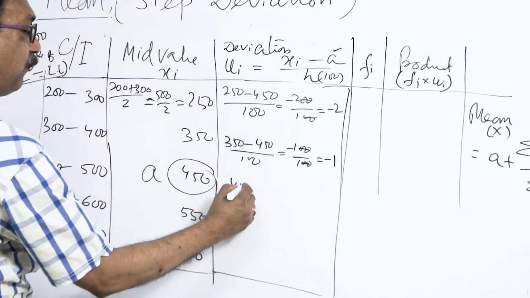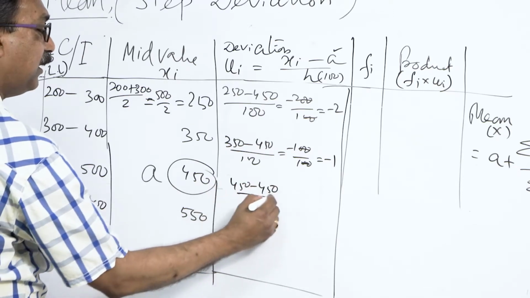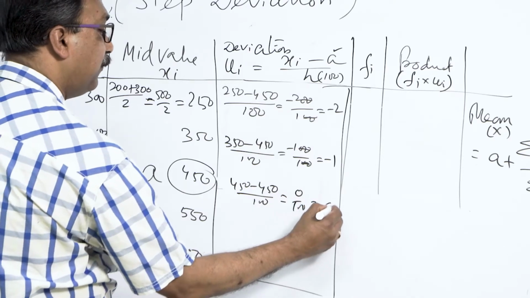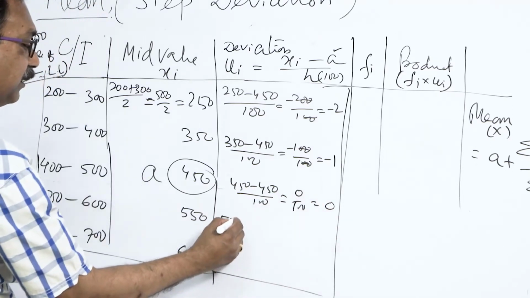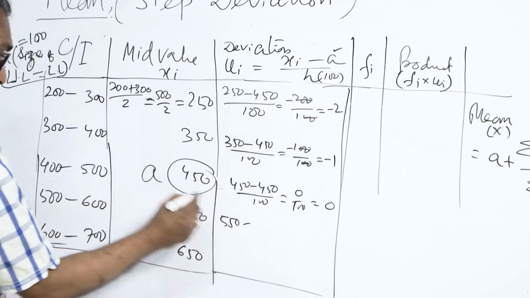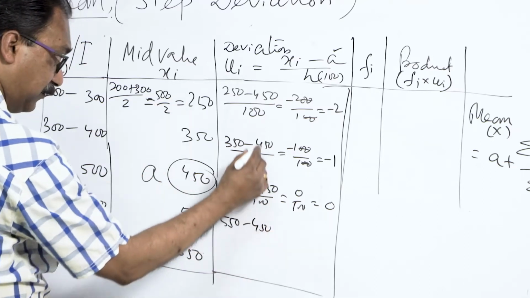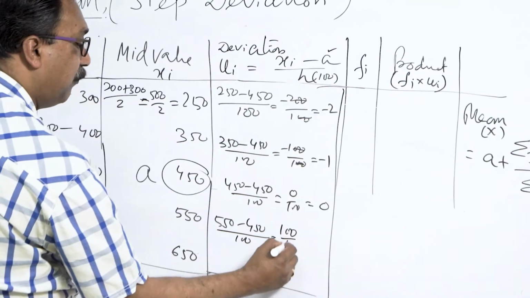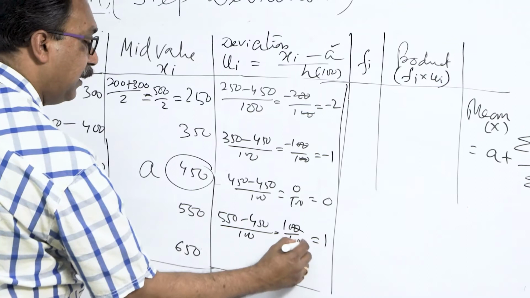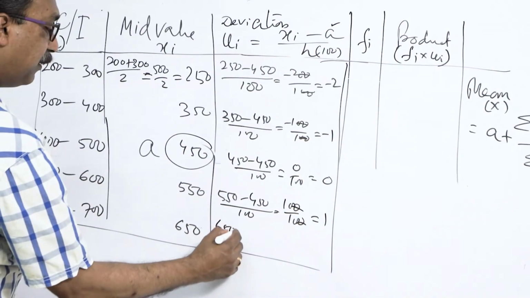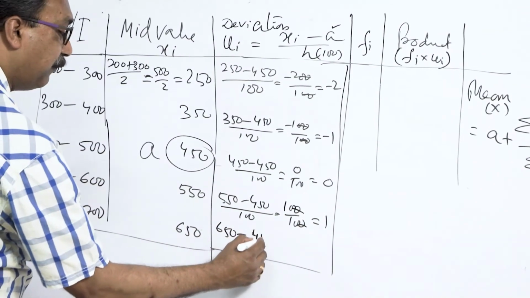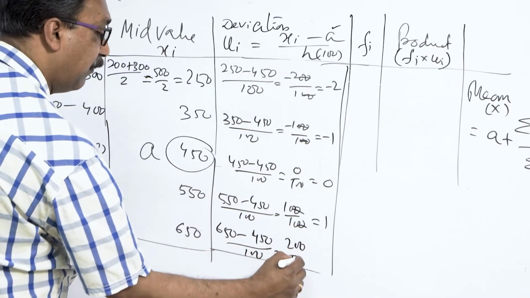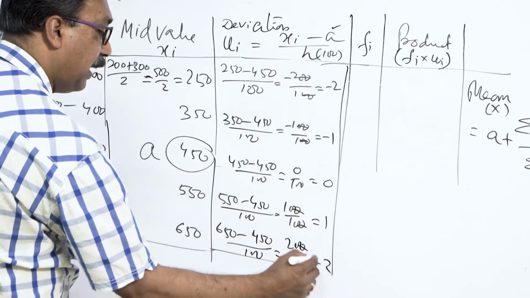Then here 450 minus 450 by 100. Then it will be 0 by 100 equal to 0. Then here 550, that is Xi, again A minus 450, see 450 is fixed, by 100. It will be 100 by 100 equal to 1. And it is 650 minus 450 by 100. It will be 200 by 100. It will be 2. Clear?